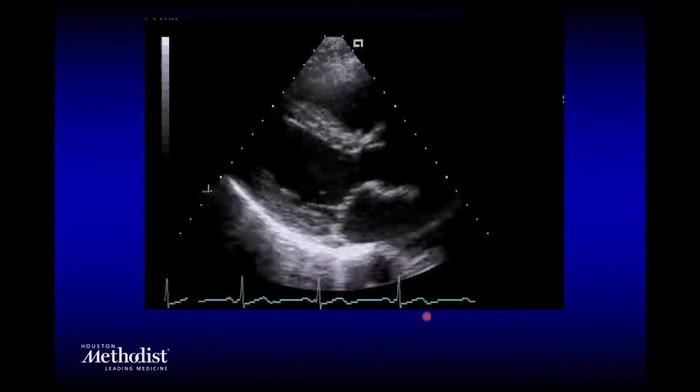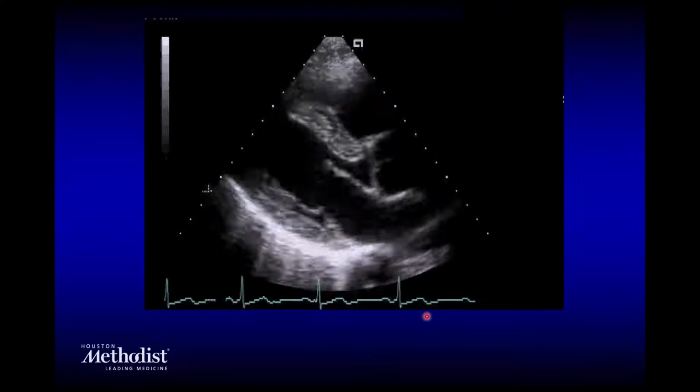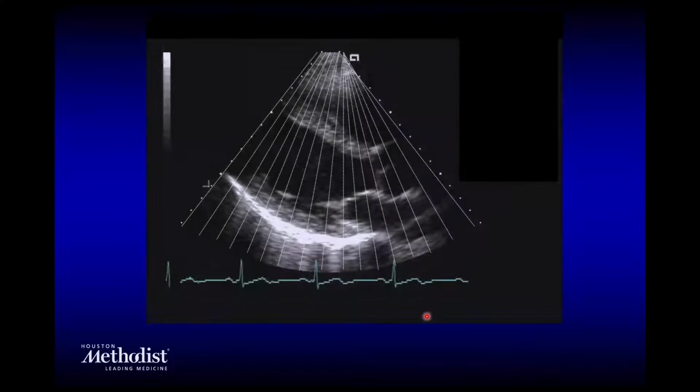Now this is 2D, and as I mentioned to you before, 2D is really a conglomerate of brightness modes. So think of these scan lines that are going through the sector. Now for cardiac, we'd like to have a sector as opposed to a linear array when you look at the abdomen or carotids, if you will. That positions itself between the ribs, so you can have at least a good 90-degree sector to take a look at the heart.